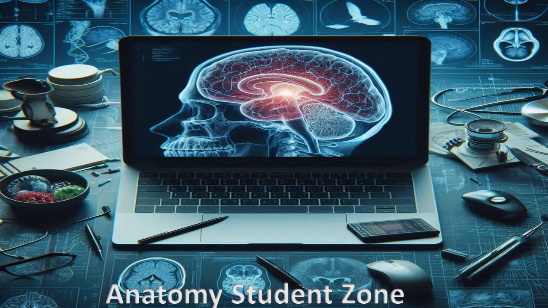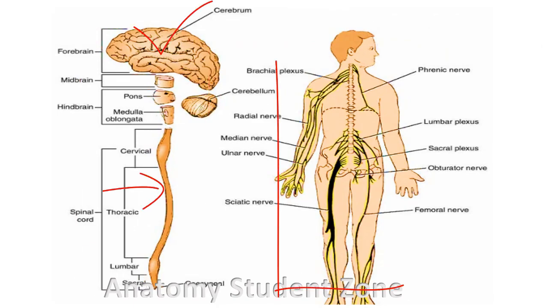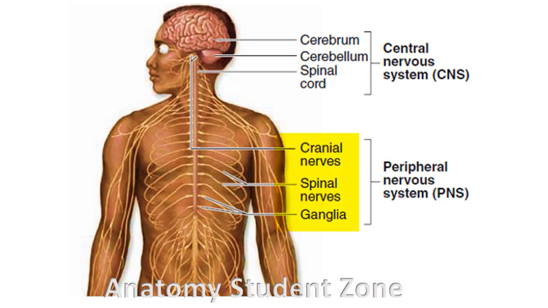You all know the nervous system is divided into two main parts: the central nervous system, which consists of the brain and the spinal cord, and the peripheral nervous system. The peripheral nervous system consists of cranial and spinal nerves and their associated ganglia. Ganglia I have also explained in a previous series.